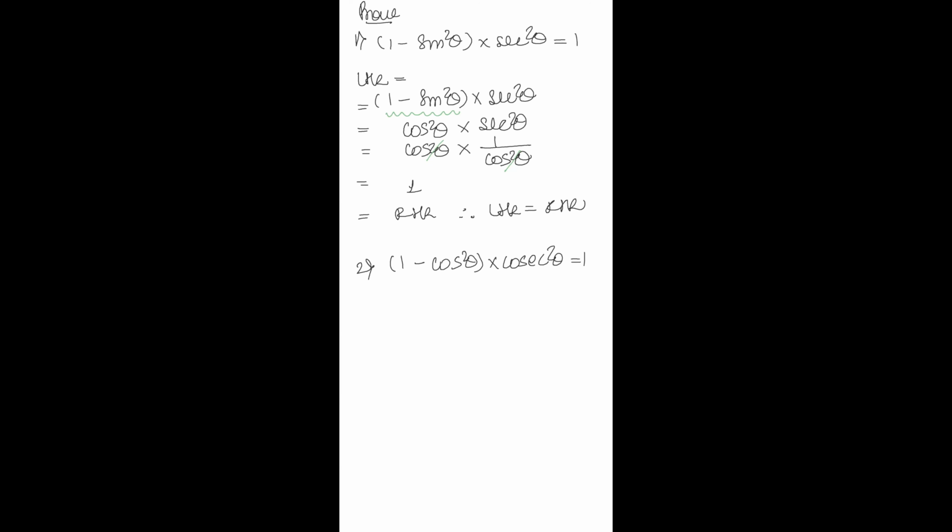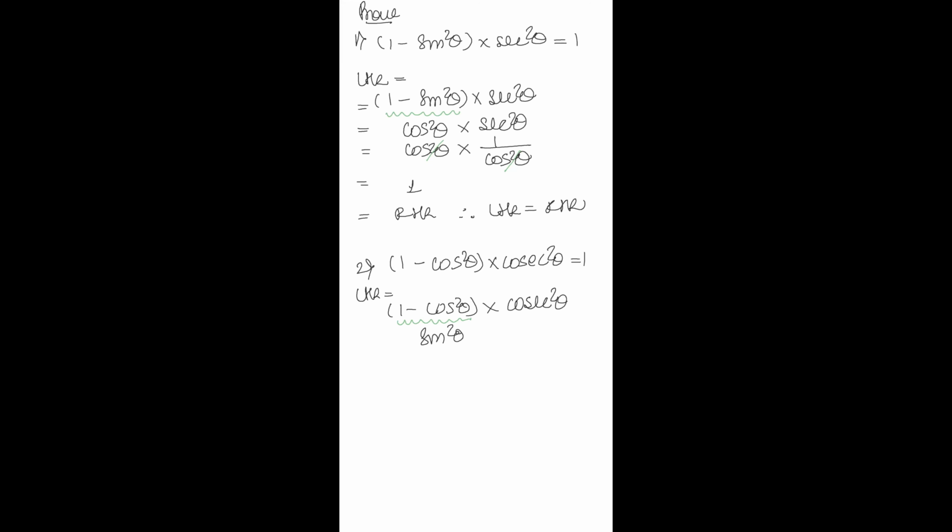Now, those students who took a little while to grasp question number 1, this is your chance to see if you can do this one now. 1 minus cos square theta into cosec square theta. Tell me, children, very quick, what is 1 minus cos square theta? 1 minus cos square theta should be at the tip of your tongue. 1 minus cos square theta is sine square theta.